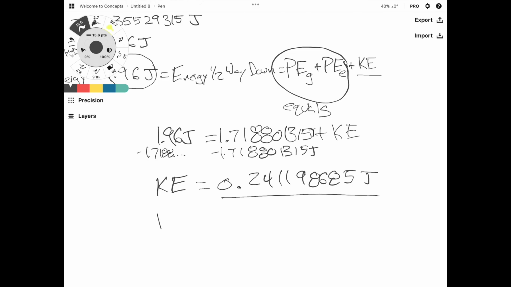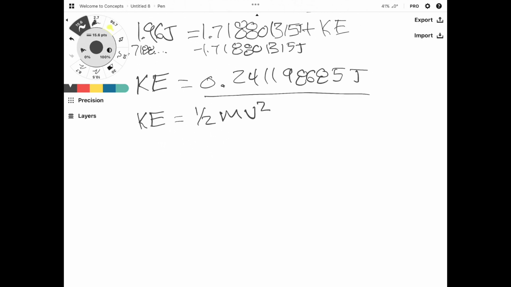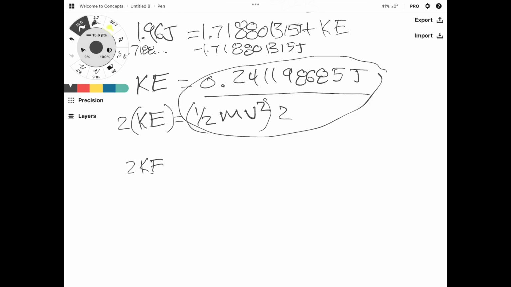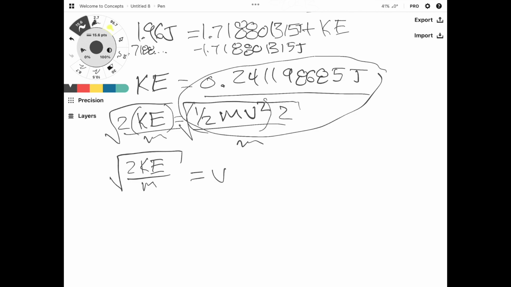So I know that my kinetic energy has to be that amount. And I know that my kinetic energy equation is 1/2 mass times velocity squared. So I can set those two equal to each other and solve for v. That's the easiest way to do this. Multiply both sides by 2: 2KE divided by m, and then square root the whole thing, is equal to my velocity.